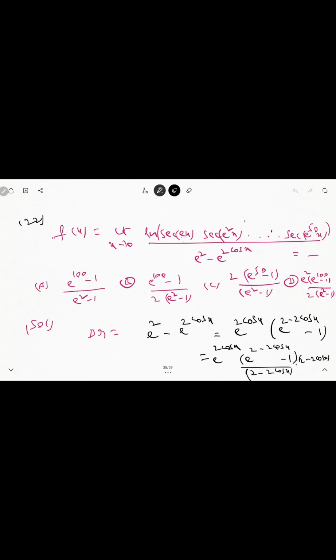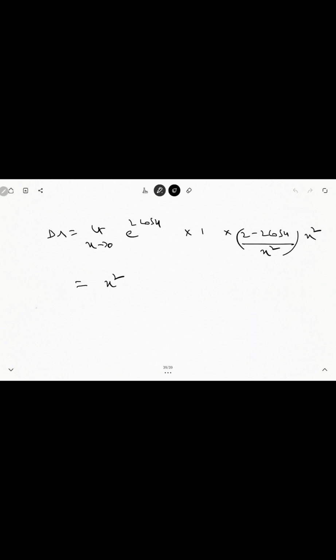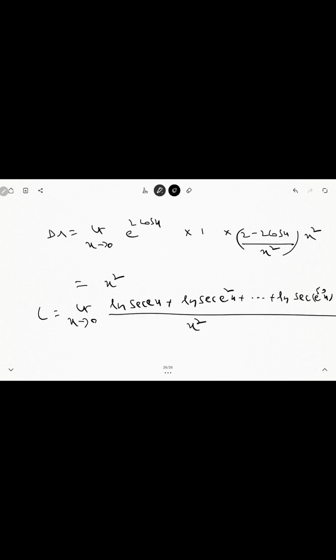L is equal to, we are getting 0 by 0 form, because secant 0 is 1, secant e square x, again secant 0 is 1, totally it is 1, ln 1 is 0, so I am getting 0 by 0. So you have to apply L'Hospital's rule. So L is equal to, once again I am writing, limit x tends to 0, ln of secant e^x plus ln of secant e square x plus and so on, plus ln of secant e power 50x, by x square. Okay, verify that.